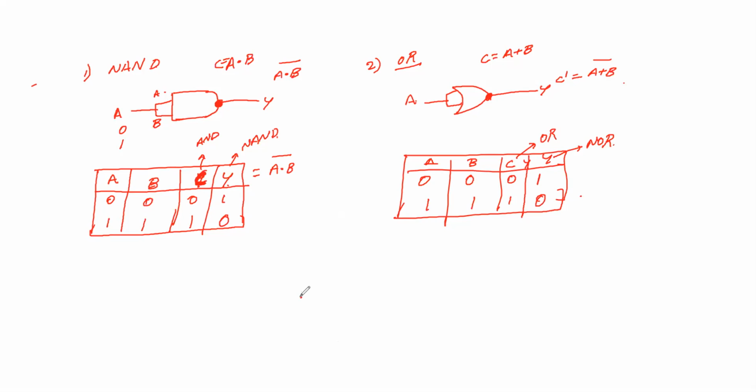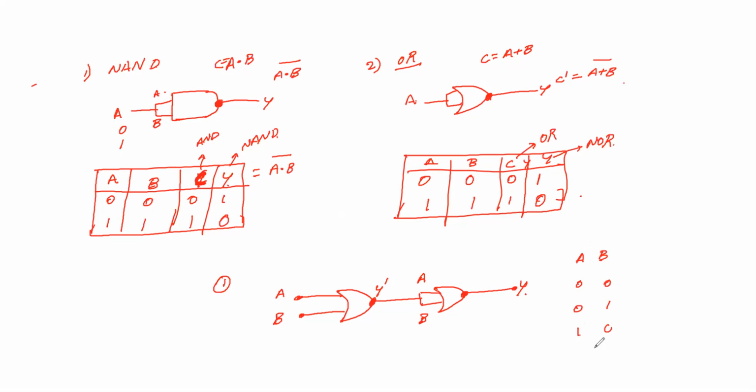Related to this one, I'll give you a circuit; try to find the truth table for it. It has inputs A and B, here I'll take this one as Y dash, and this one as Y. Try to find the truth table for this one. I'll give the input signals also: A, B, is 0, 0, 0, 1, 1, 0, 1, 1.